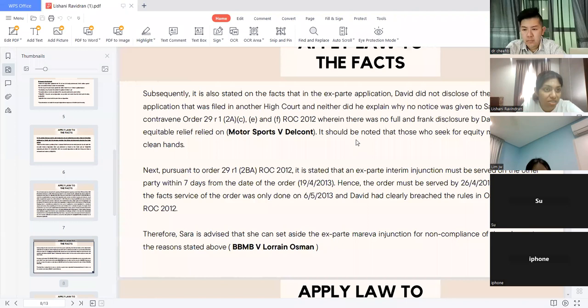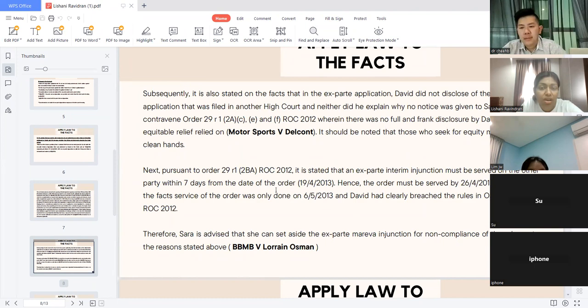All right. And then next, pursuant to Order 29, Rule 1(2BA), it is stated that an ex parte interim injunction must be served on the other party within 7 days from the date of the order.